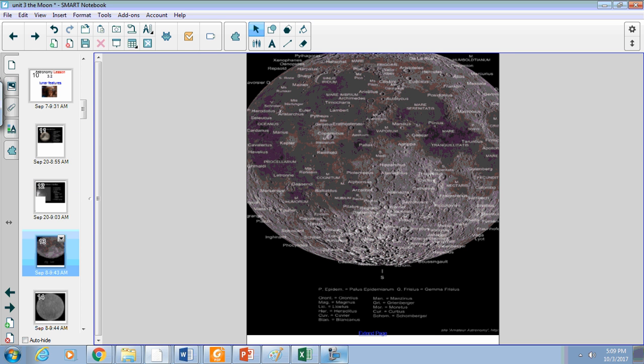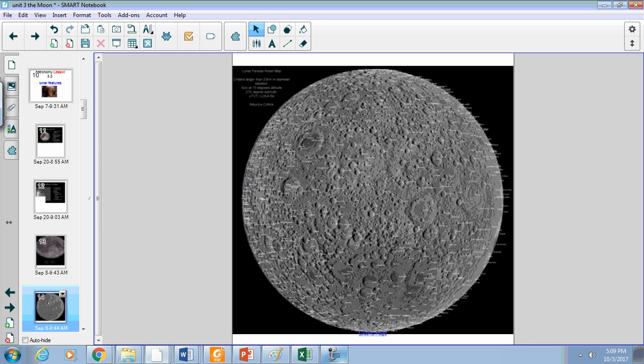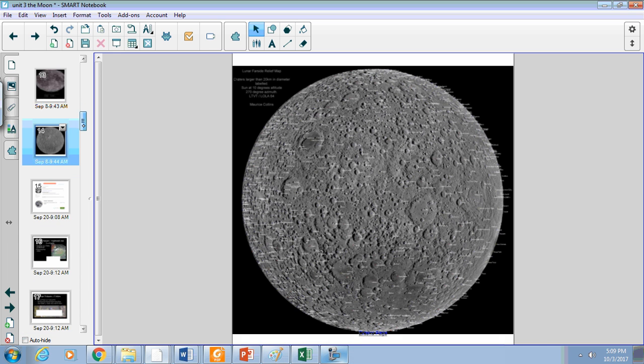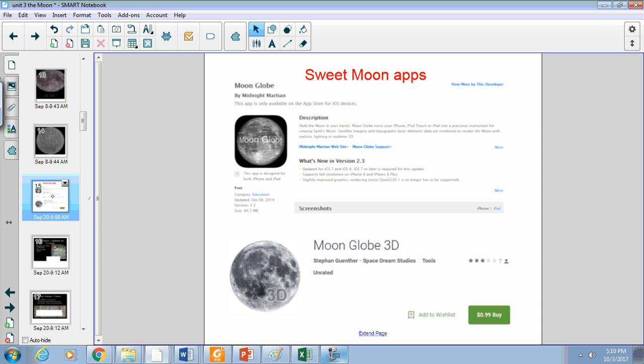All right, here we have some pictures. So it's a lunar map with all the craters and mare labeled. This is the far side of the moon, and we'll talk about the difference between the two in a little bit. But for right now, let's look at some sweet moon apps.